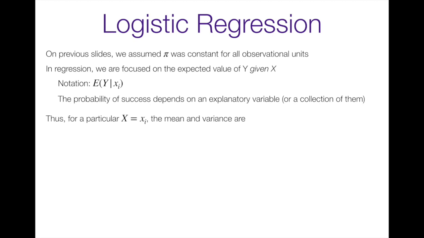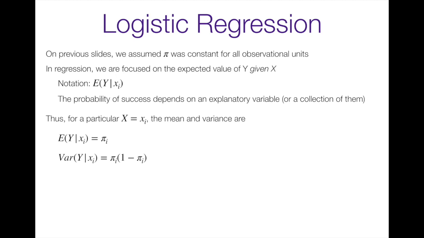So for a particular x, which here again I'm using that capital and lowercase notation, x is just some ambiguous thing. Lowercase x is an actual observation of it. In this case, x is one of our covariates or explanatory variables. So here we can rewrite our mean and variance, or the expected value and variance. Remember, expected value and mean, they are the same thing. So our expected value is now pi sub i, and our variance is pi sub i times 1 minus pi sub i. So that subscript i is just saying we're tracking values of x.